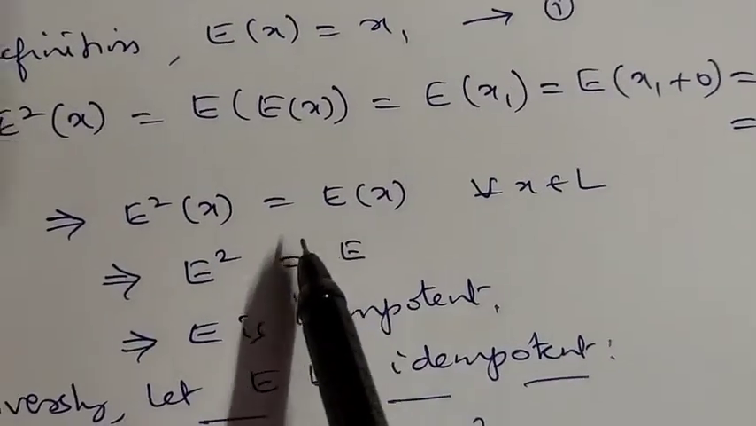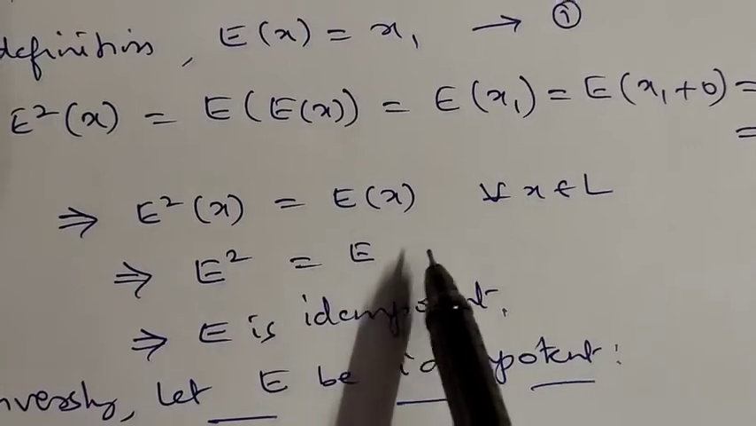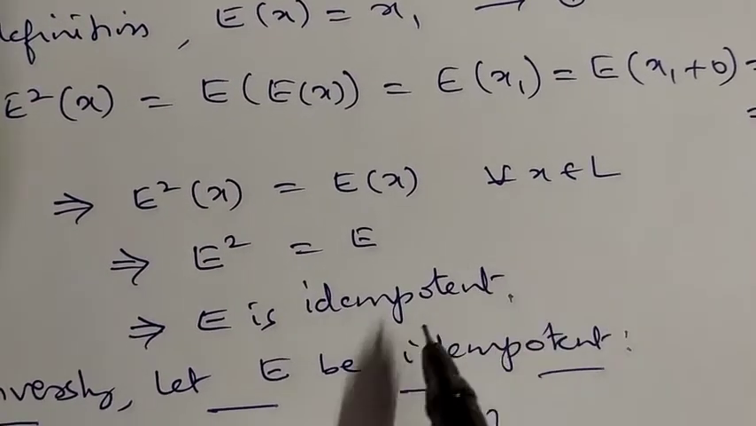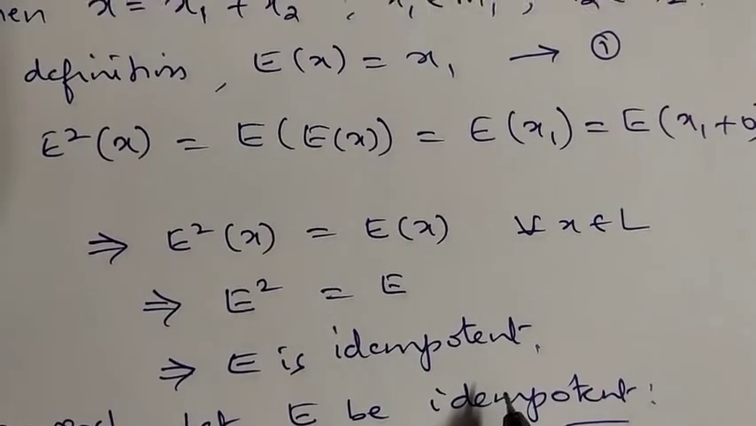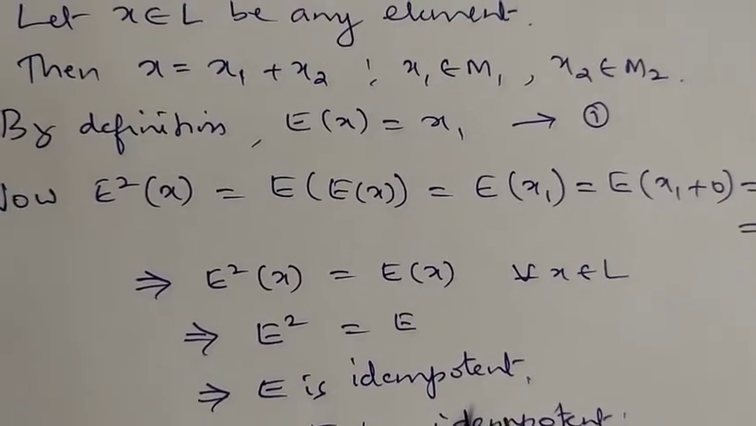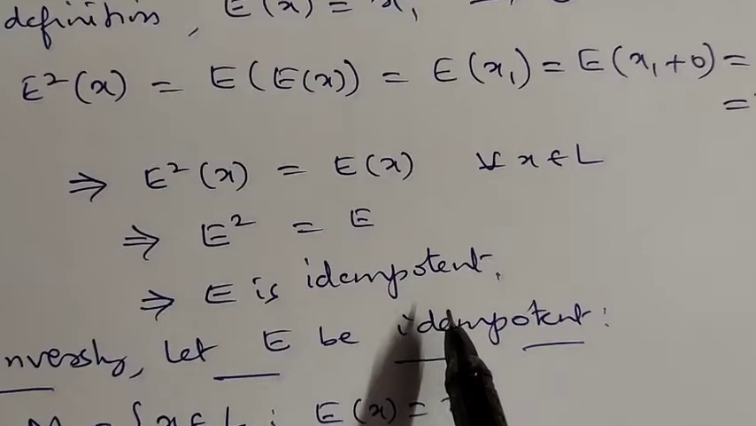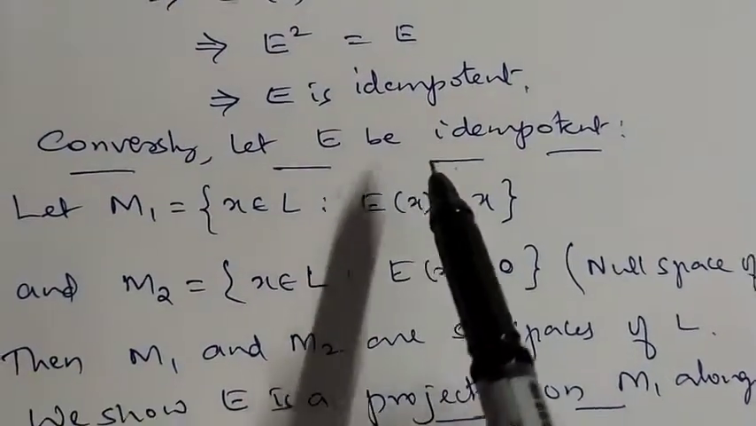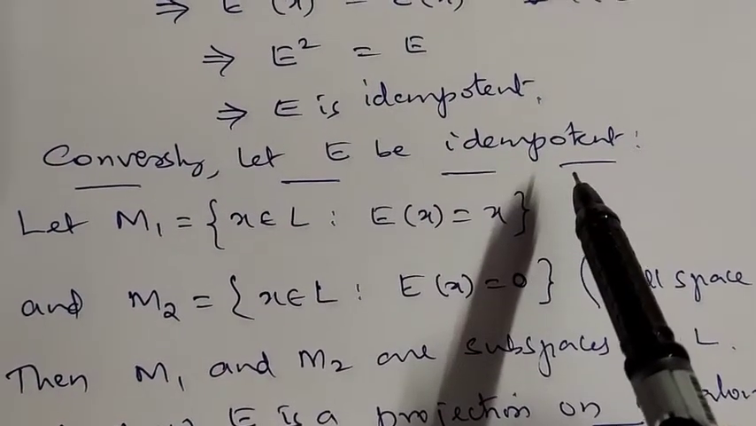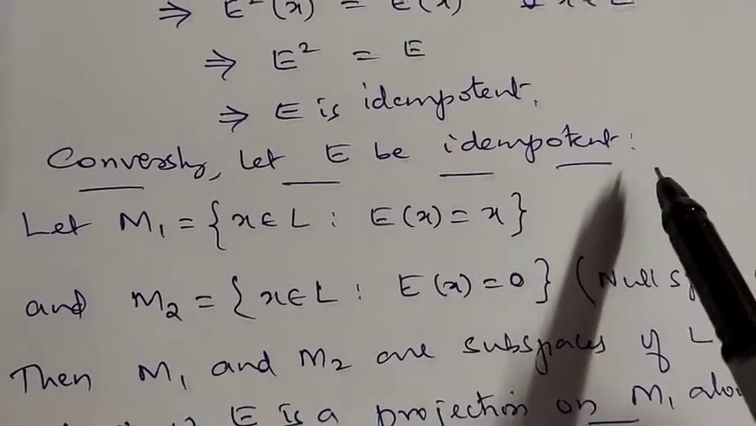This implies E squared is equal to E for every x belonging to L. Now E squared is equal to E means E is an idempotent operator. So we have assumed that E is a projection and we have shown that E is idempotent. Now conversely, let E be an idempotent operator, so that E squared will be equal to E.